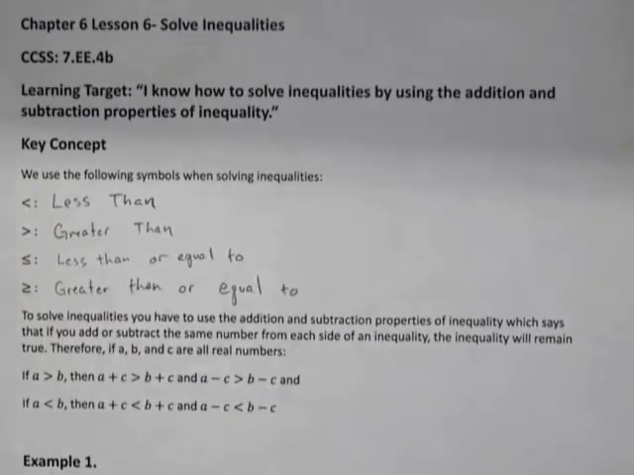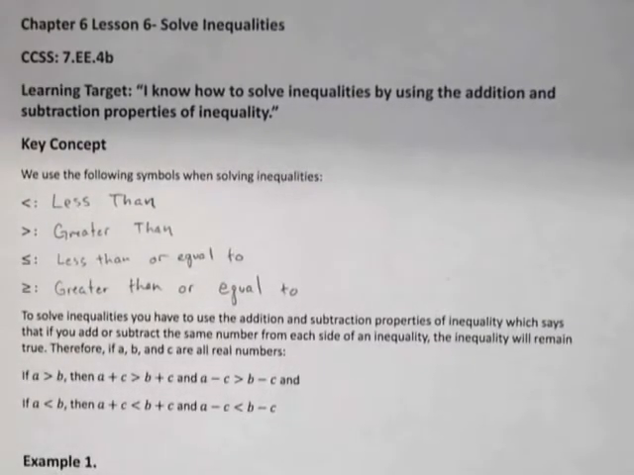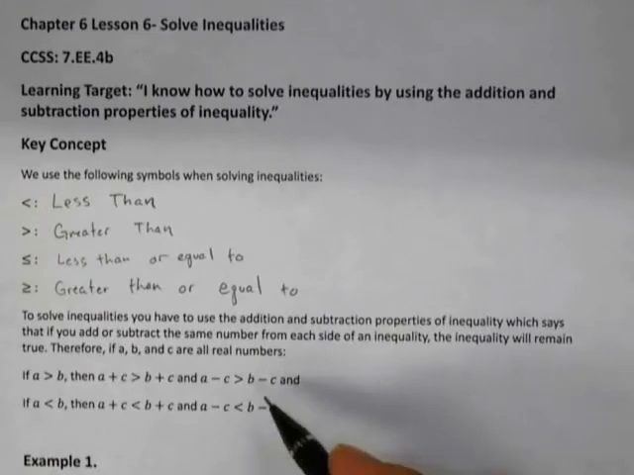Now, to solve problems that involve inequalities, you have to use the addition and subtraction properties of inequality, which say that if you add or subtract the same number from each side of an inequality, the inequality will remain true, which is the same exact thing that we've been doing with equations as well. So, therefore, if a, b, and c are real numbers, then if a is greater than b, then a plus c will be greater than b plus c.